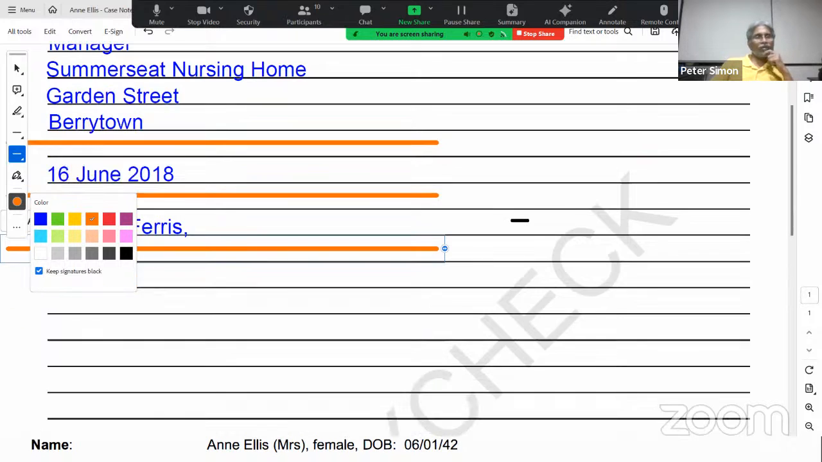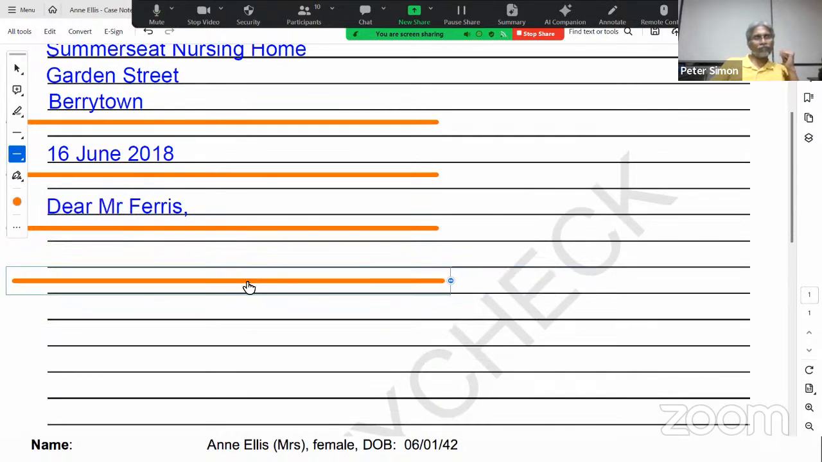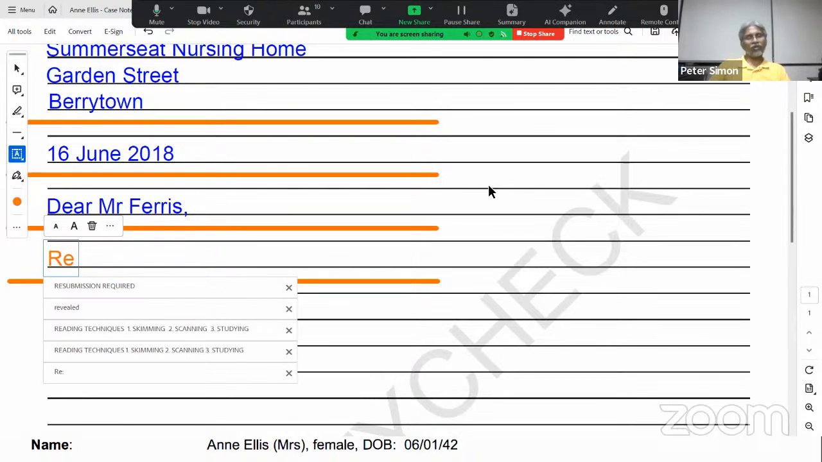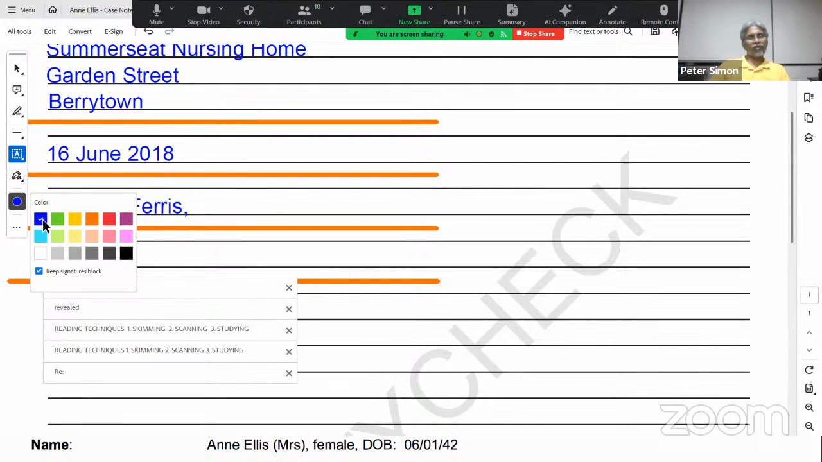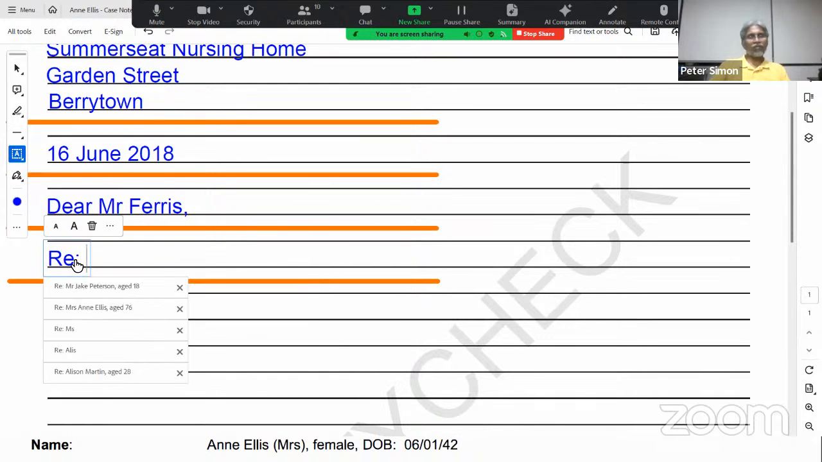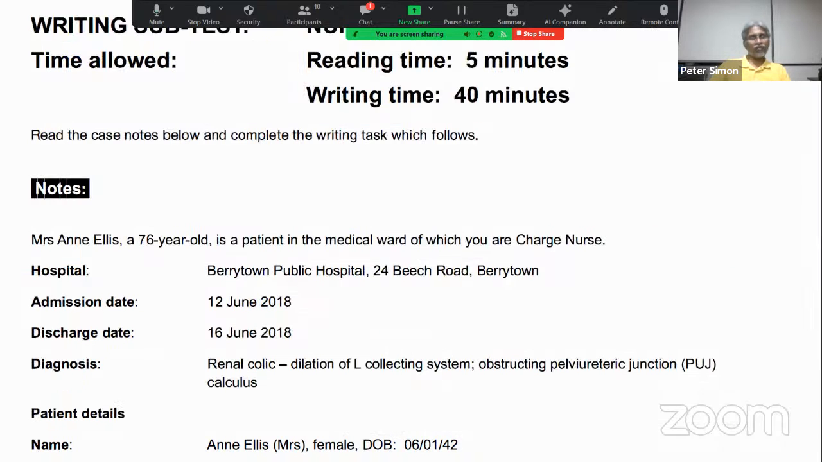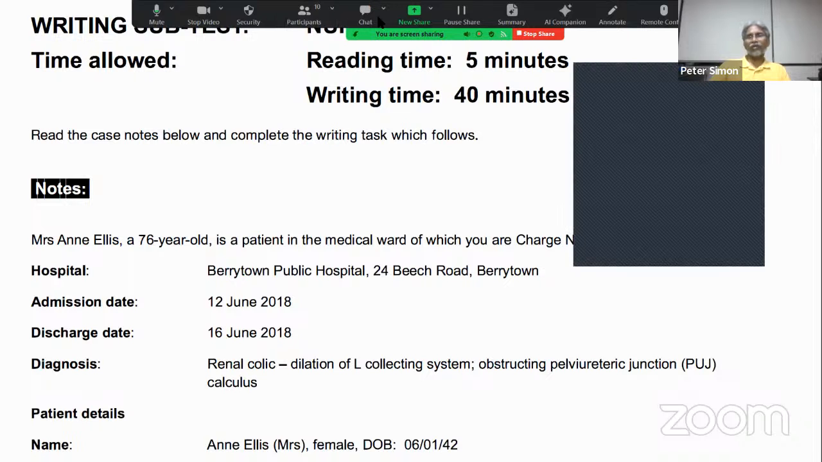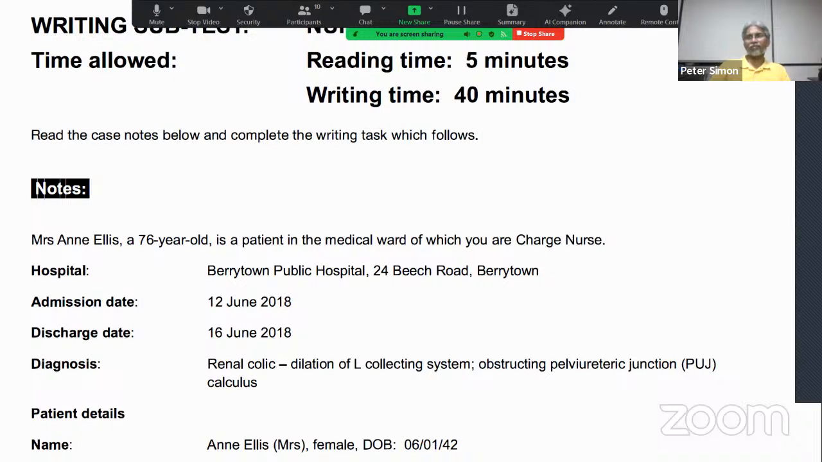So next, you are going to write the subject line now. What is the subject line? Regarding whom is this? Regarding whom? So regarding, what's the name of the patient? So you have to write this one here.